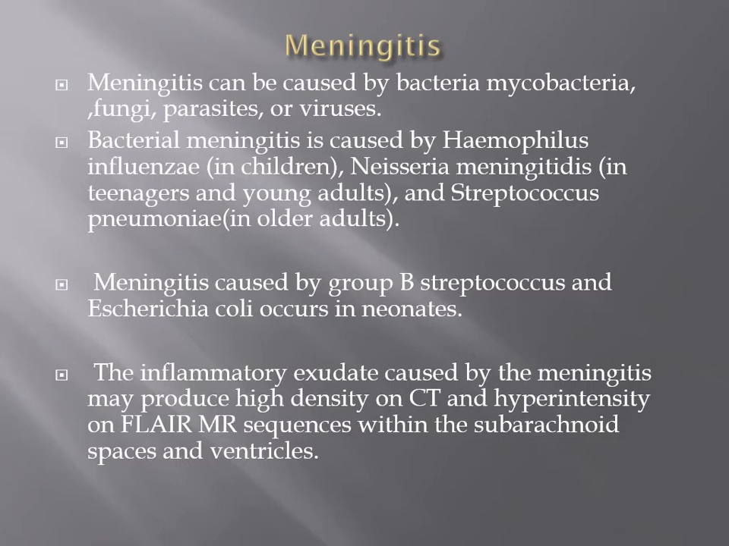Meningitis can be caused by bacteria, mycobacteria, fungi, parasites, or viruses. Bacterial meningitis is caused by Haemophilus influenzae in children, Neisseria meningitidis in teenagers and young adults, and Streptococcus pneumoniae in older patients. Meningitis caused by group B Streptococcus and Escherichia coli occurs in neonates. The inflammatory exudate caused by the meningitis may produce high density on CT and hyperintensity on FLAIR MRI sequences within the subarachnoid space and ventricles.